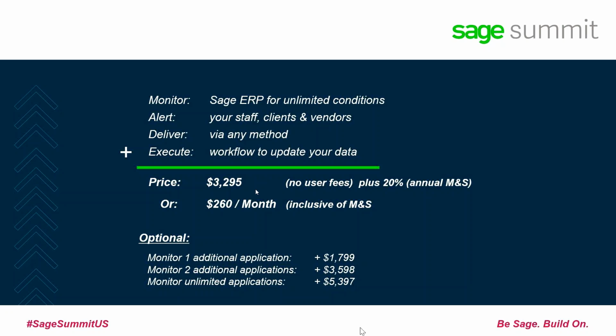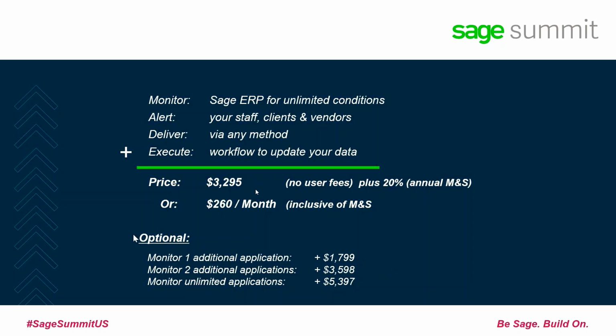Are there options? There are, but really just 3 of them, down at the bottom of the current slide. What I just talked about was monitoring your Sage 300 application, all modules, unlimited number of companies within Sage 300. But perhaps you also have a CRM application that you wish to monitor, or a human resources application that you wish to monitor, or you want to use Alerts and Workflow to monitor the content of incoming email. Well, each of those would require an additional connection or an additional application license. Each additional application that you wish to monitor is an additional $1,799.